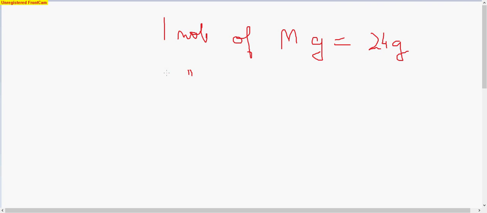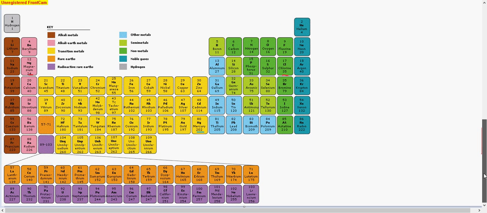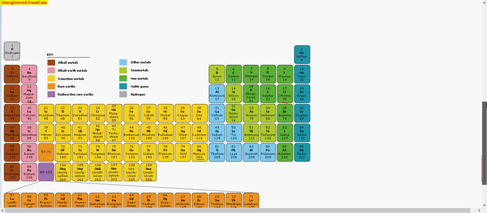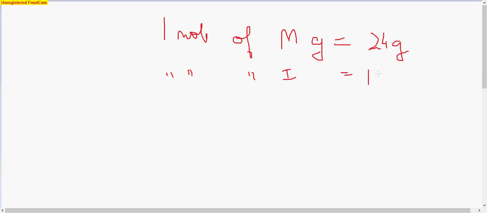One mole of iron, how many grams? Let's see the periodic table. Where is iron? Iron. Yes, over here, 127 grams. Okay, now what do we have to find?